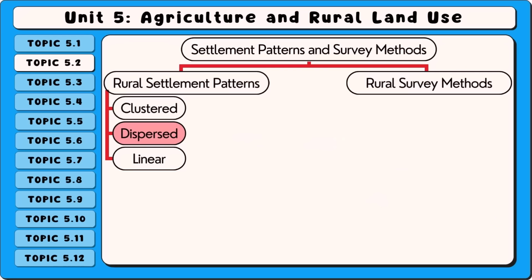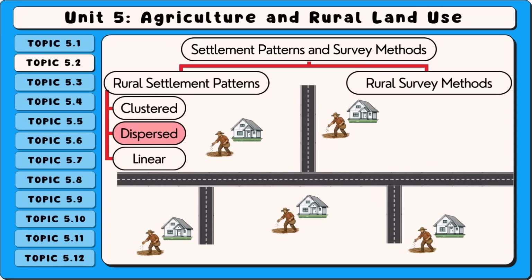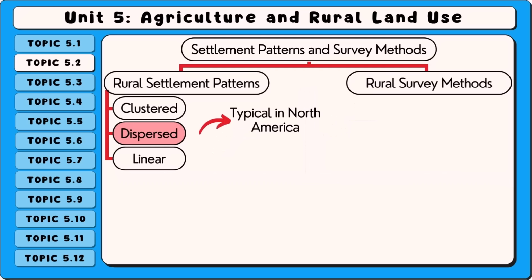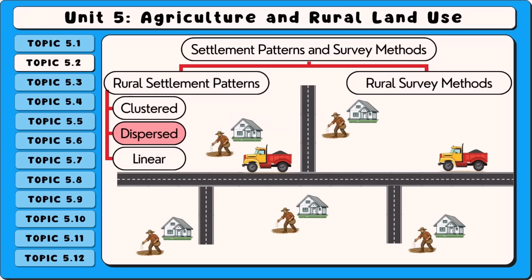The second type is the dispersed settlement pattern. In this arrangement, houses and farms are spread out across the countryside, with each home located on a separate parcel of land. This pattern is typical in North America, especially in areas where land is plentiful and farming is done individually. Dispersed settlements are more private and require transportation to access markets and services.